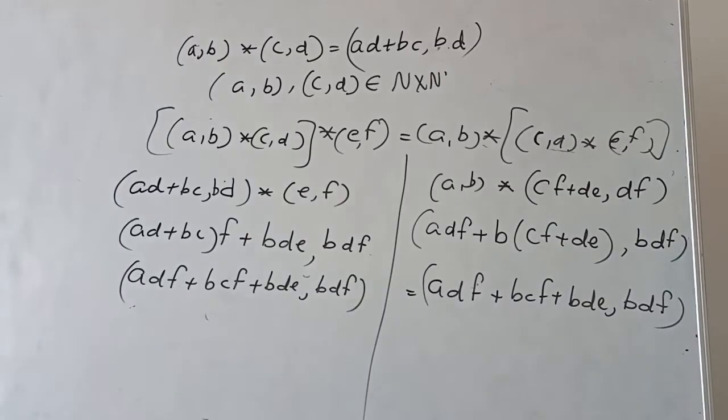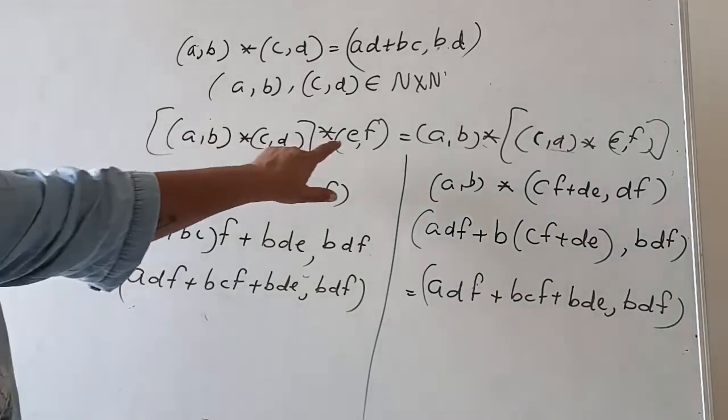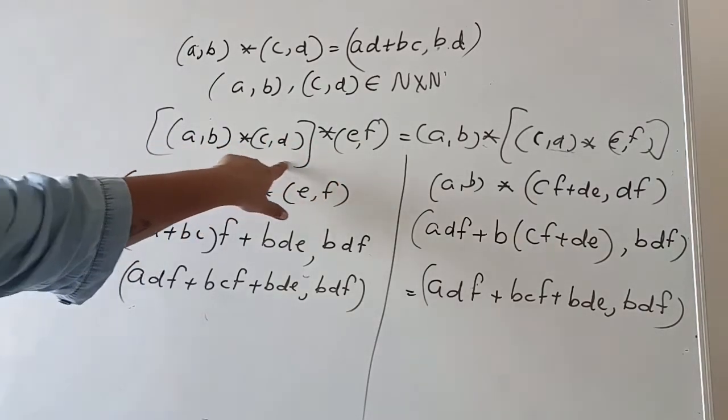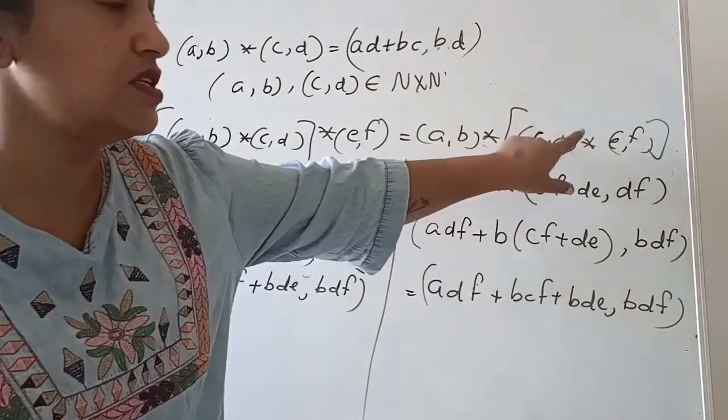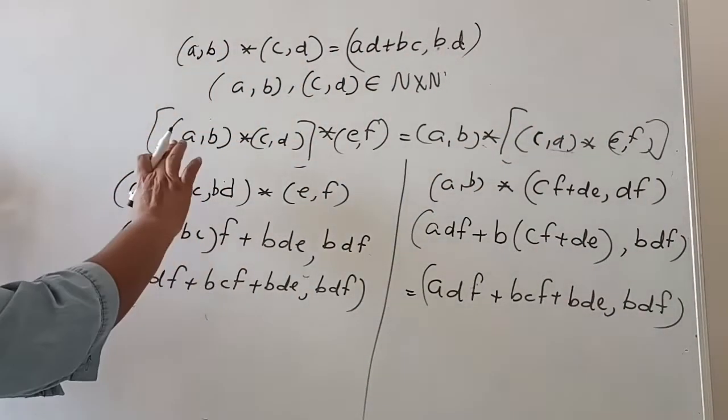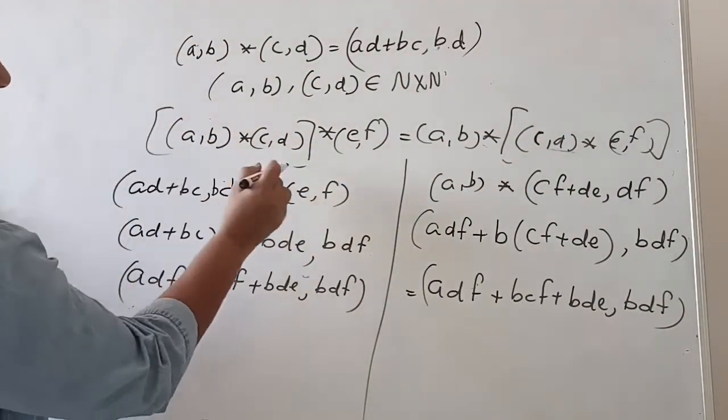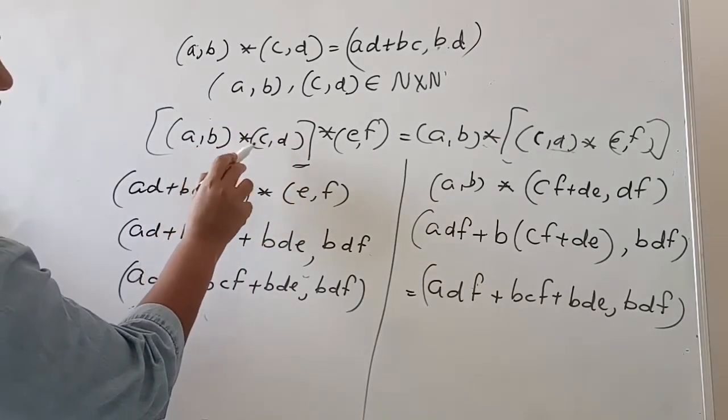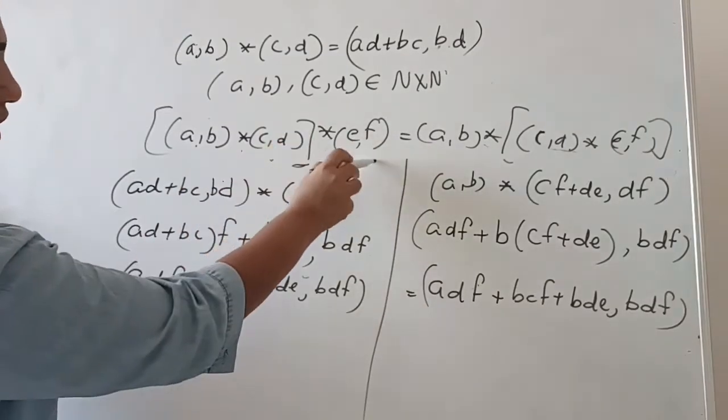Here I have written down all the steps for proving the associativity of this particular binary operation. So here you can see that I have taken a random element EF over here, and this is a condition for the associativity of the binary operation. So first I need to prove the LHS. LHS is (AB binary CD) inside the bracket, binary EF.